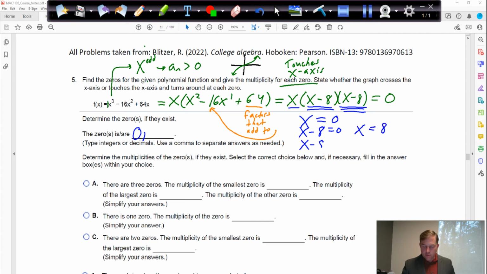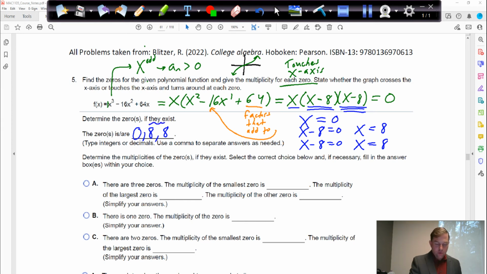Third one, set x minus 8 equal to 0. Add 8 to both sides. The answer is x equals 8. So you have two zeros at 8 and 8. Now, in your homework, you don't have to record repeated numbers. You just have to type 0 and 8. But I'm writing it this way just so you can see that we do have two 8s.